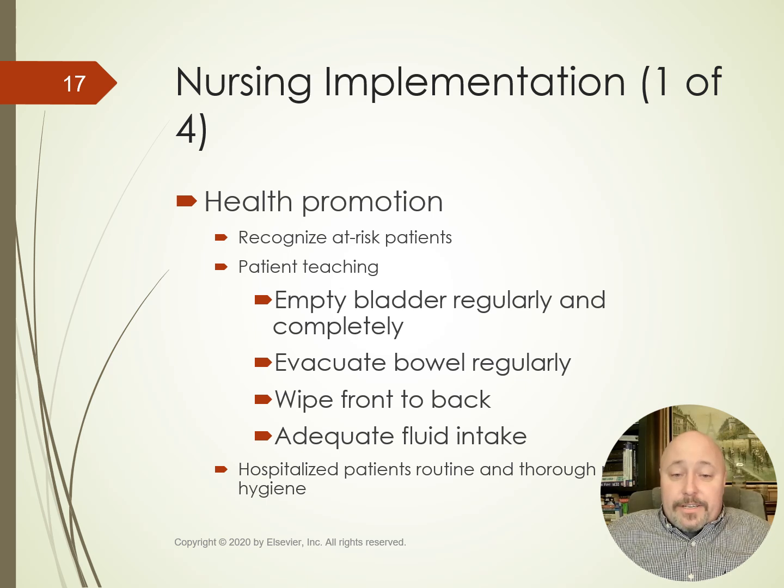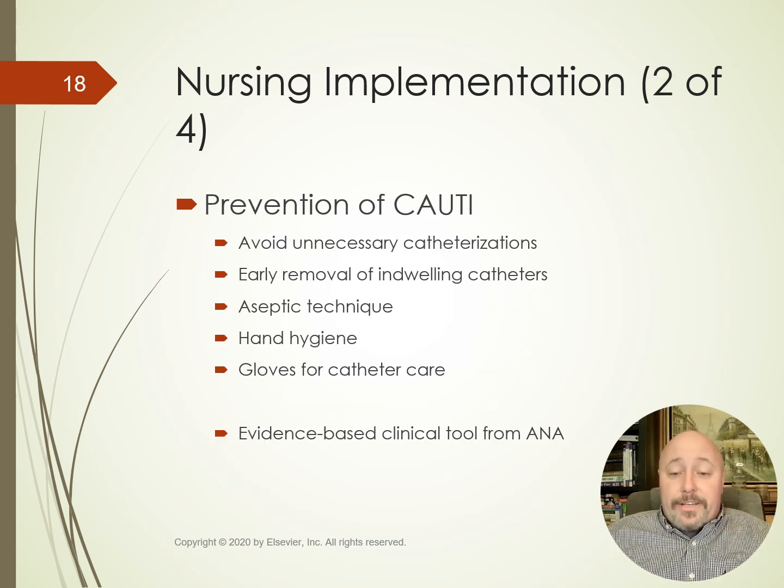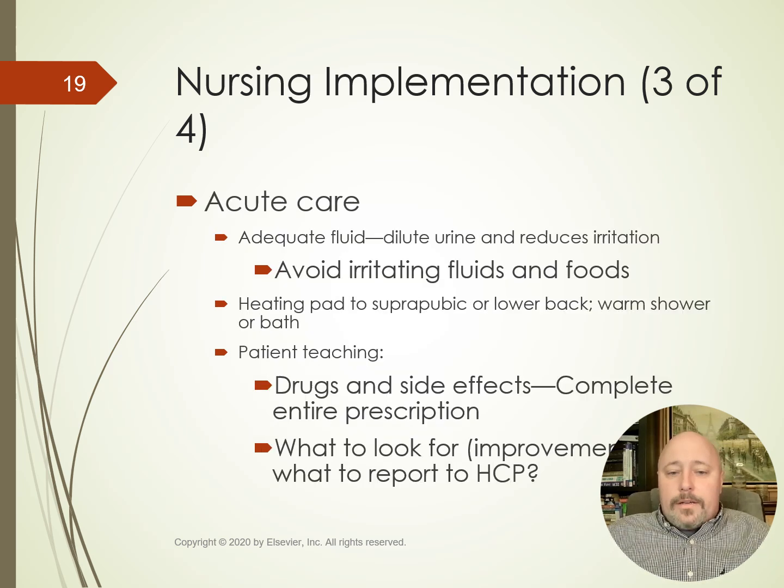For health promotion, we're going to recognize at-risk patients and patient teaching such as emptying the bladder regularly and completely, evacuating the bowel regularly, wiping from front to back, and maintaining adequate fluid intake. Another major danger is going to be those catheter-associated urinary tract infections. To prevent this, we want to avoid any unnecessary catheterizations, early removal of indwelling catheters as soon as we can, and also include things like aseptic technique, thorough hand hygiene, and gloves for catheter care. For acute care, we want to maintain adequate fluid with dilute urine that reduces irritation. Also, avoiding any irritating foods or fluids.